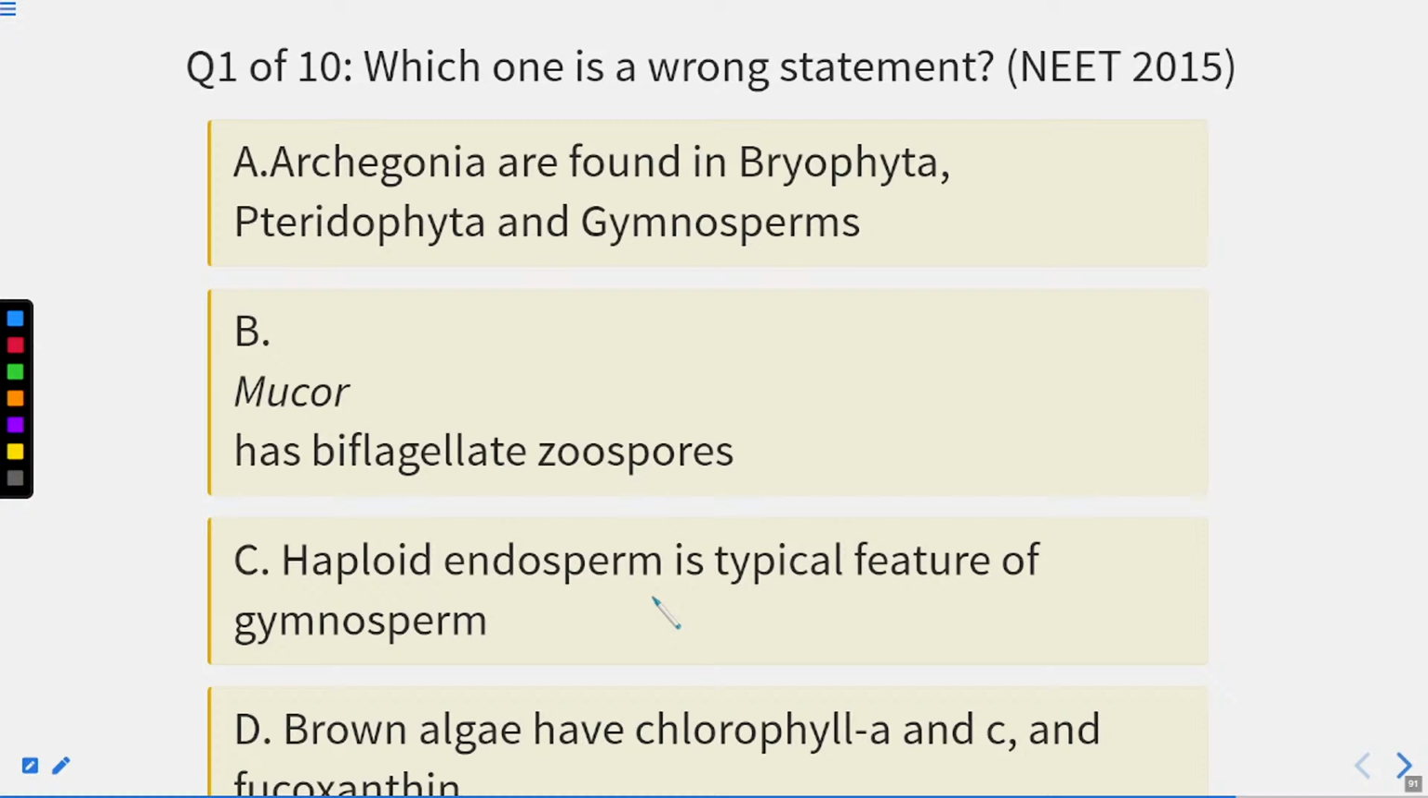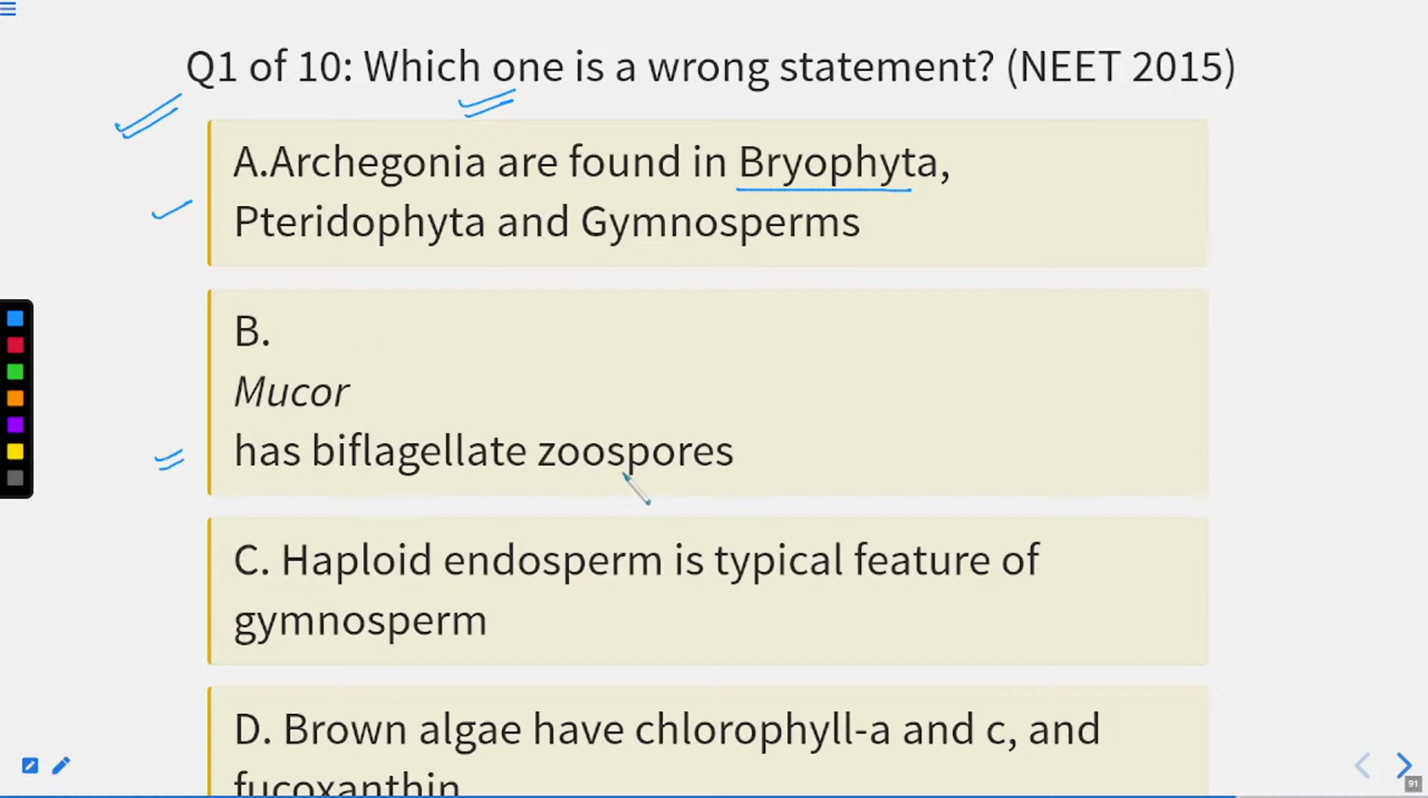Okay, so this is all about what we have discussed regarding the bryophytes and pteridophytes. So let us have one question. The first question: Archegonia are found in Bryophyta, Pteridophyta and Gymnosperms. So what is the question first of all? Which one is the wrong statement? Okay, so first statement, Archegonia are found in the Bryophyta, Pteridophyta and Gymnosperm.